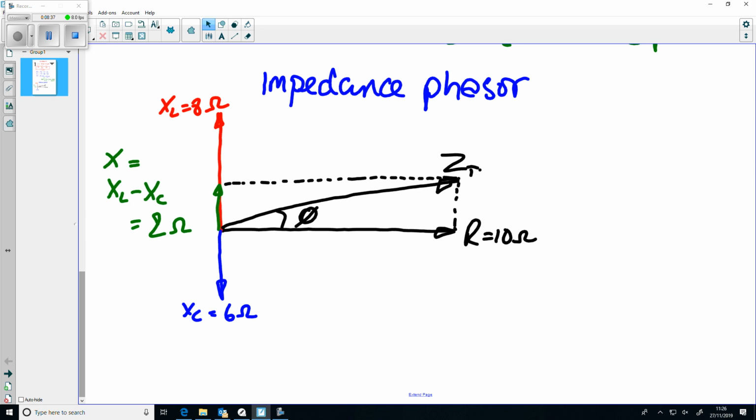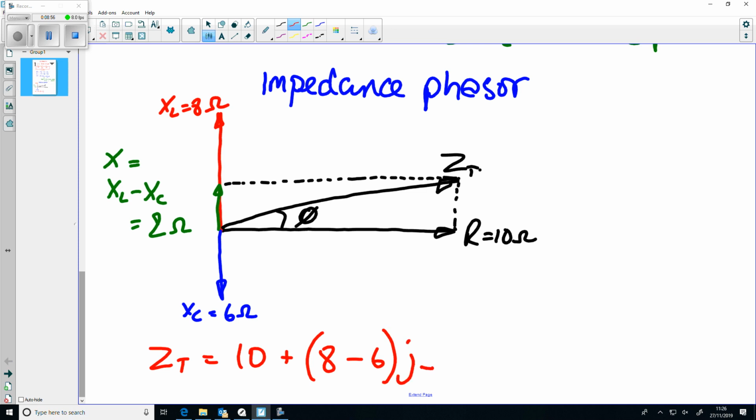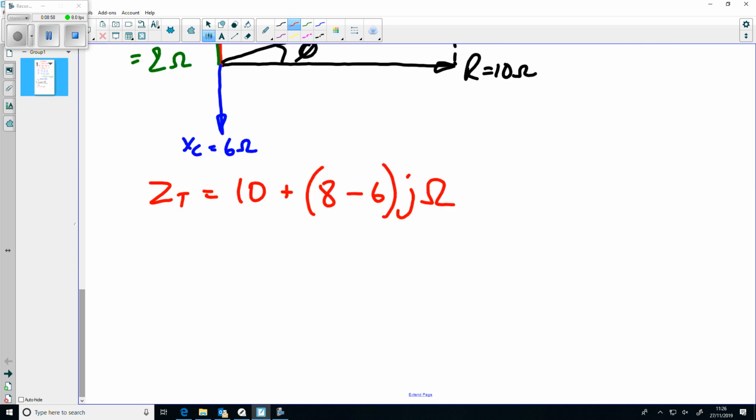Alright with that? So, calculation-wise, we now have ZT being equal to R, which is 10, plus the 8 inductive reactance minus the 6 capacitive reactance, J ohms. Which is 10 plus 2J ohms.